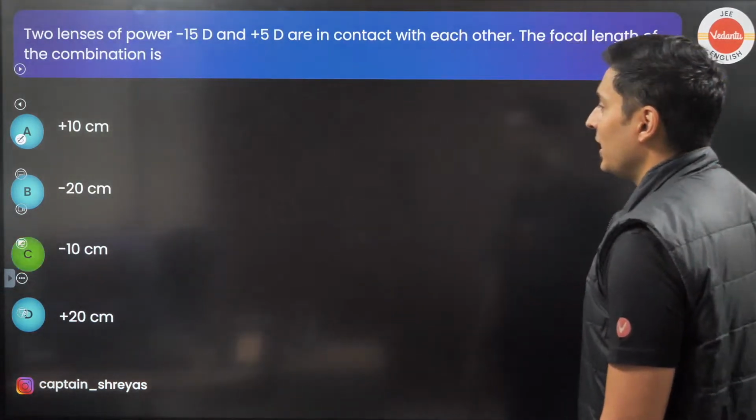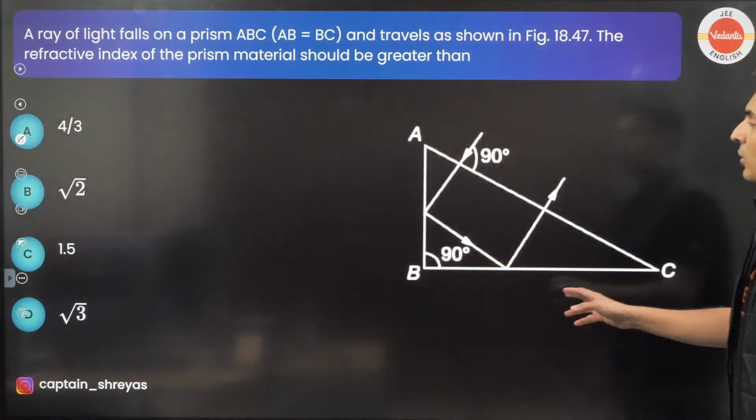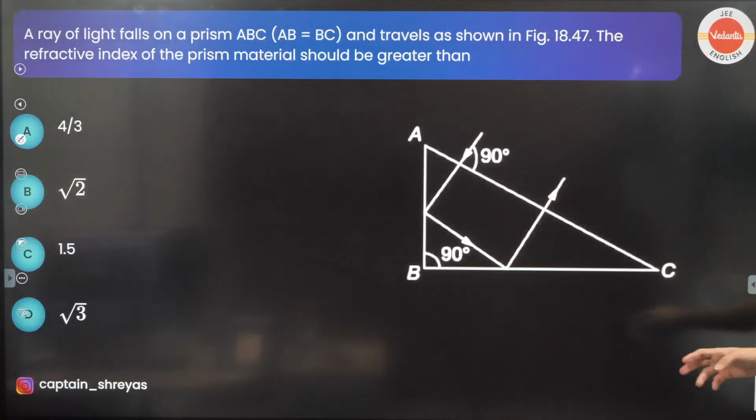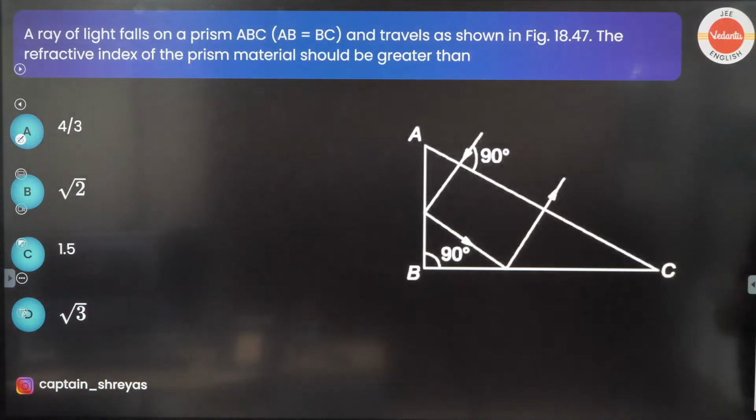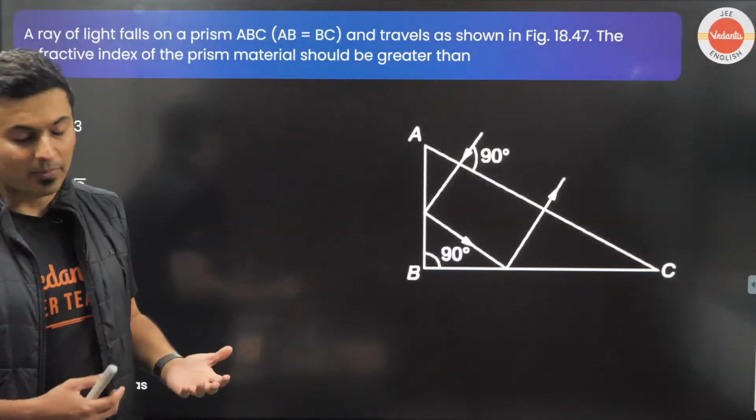Okay, moving on to the next one. A ray of light falls on the prism ABC. AB is equal to BC. The question is, what is the refractive index of the prism material? What should it be greater than for this to happen?